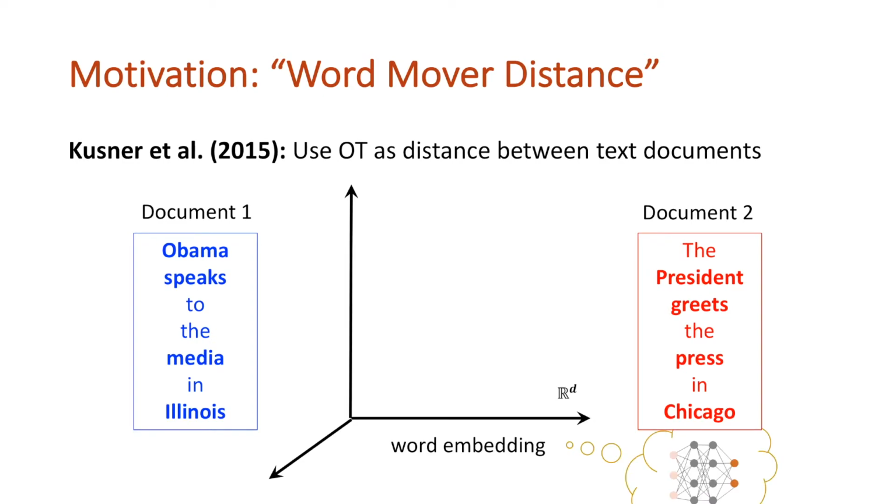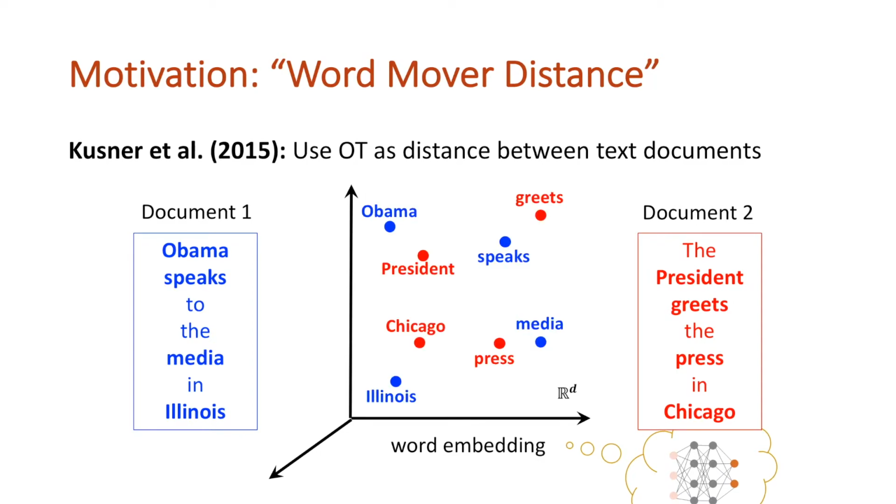So Kusner et al. suggested the following. We are going to embed the words from both documents in R^d using word embeddings, which are high-dimensional representations of individual words generated by neural networks. So we embed the blue words and the red words, and now we can measure the optimal transport distance between them and use this as the distance between the documents. And Kusner et al. show that this gives you a very high-quality notion of semantic similarity between text documents.